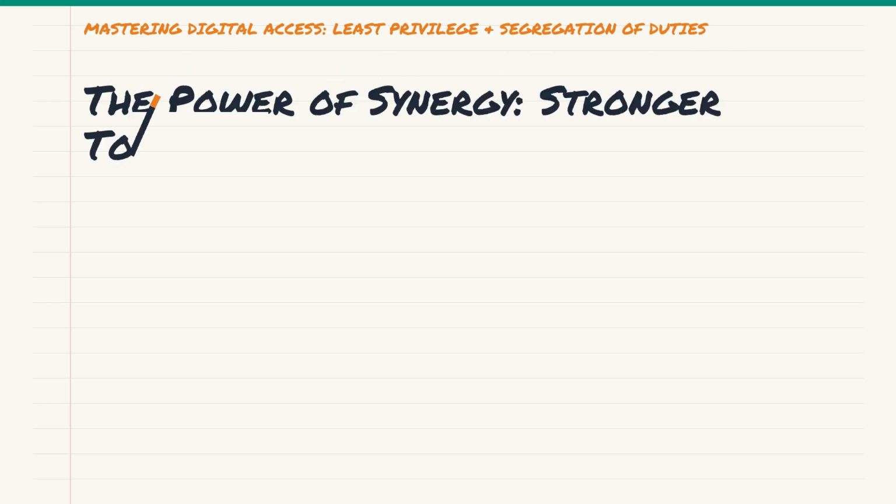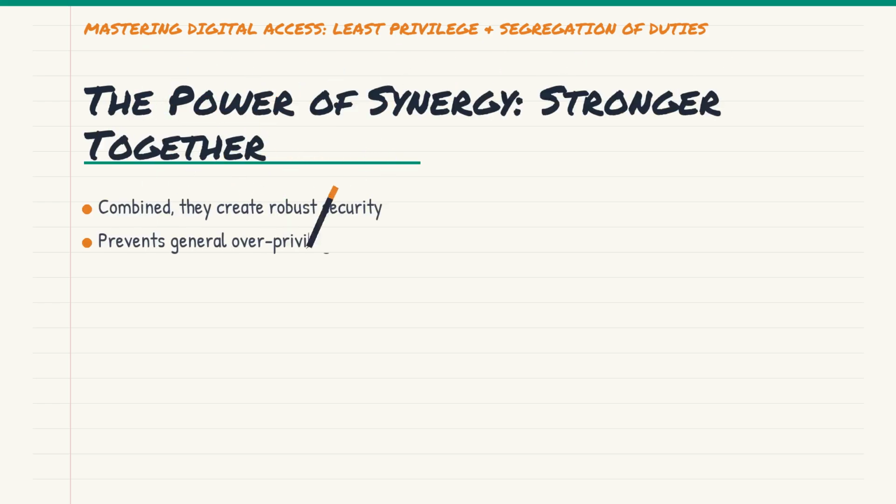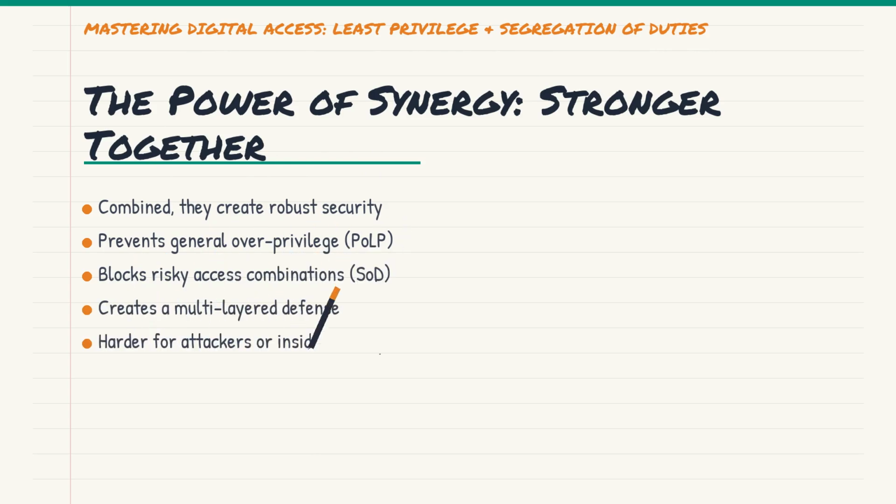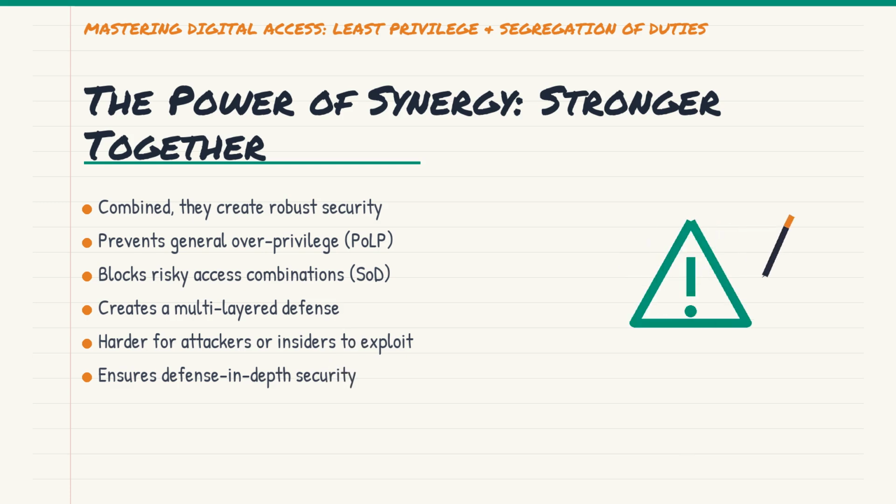When you combine PoLP and SOD, your security posture becomes incredibly strong. You are not just preventing people from having too much access in general, PoLP, you are also preventing them from having the wrong combinations of access that could lead to fraud or major errors, SOD. This synergy creates a layered defense, making it much harder for attackers to exploit a single weakness or for an insider to act maliciously undetected. It ensures that even if one control fails, another is likely to catch the problem, providing true defense in depth. This is what we mean by building robust, resilient systems.